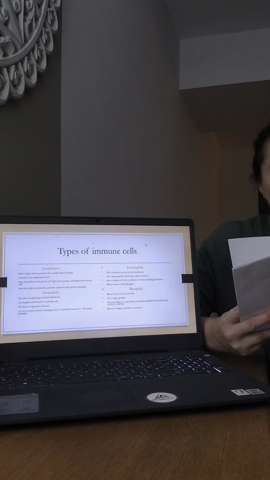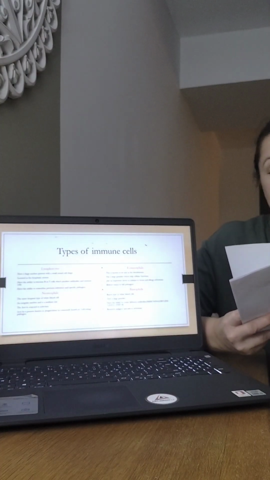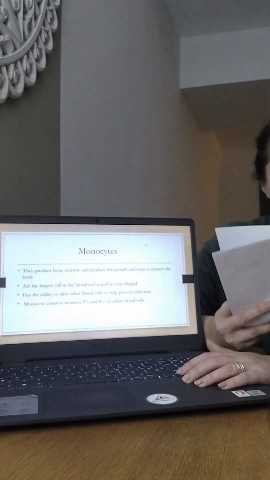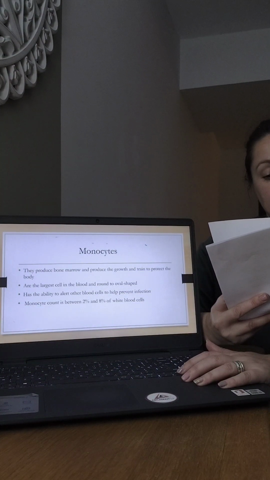Basophils are a rare type of white blood cell with a large granule. They have the ability to create different antibodies, immunoglobulins A, D, E, G, and M, and remove antigens by means of activation. Monocytes are produced in the bone marrow and grow and train to protect the body.